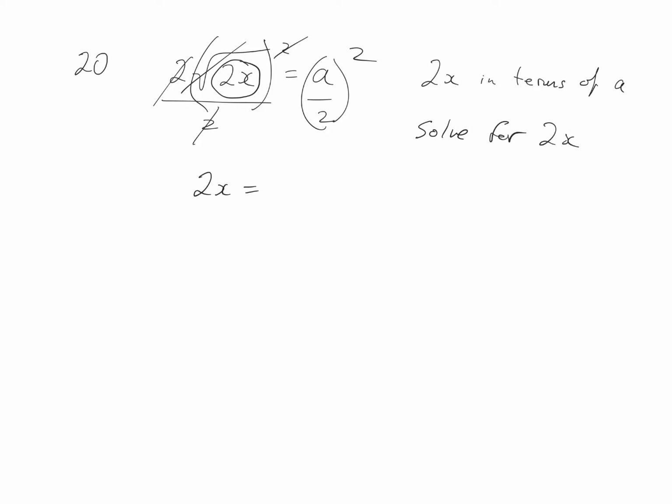So 2x equals a over 2 all squared, but we don't have that in our answer choices, and so we're going to distribute using the laws of exponents. The 2 goes to the a, the 2 goes to the 2, so it's a squared over 2 squared, and 2 squared is 4, a squared over 4, so that is B.